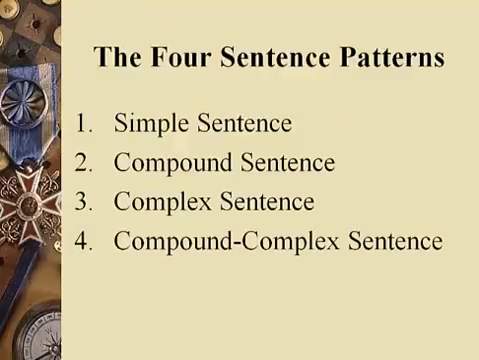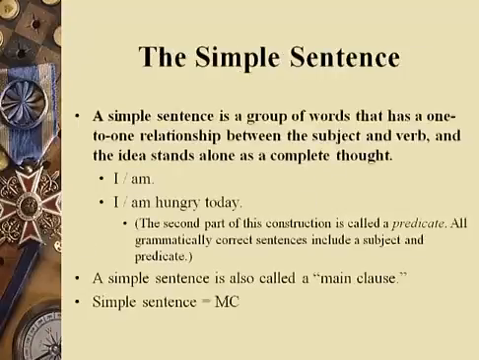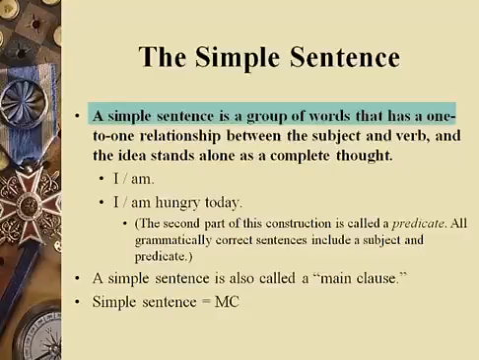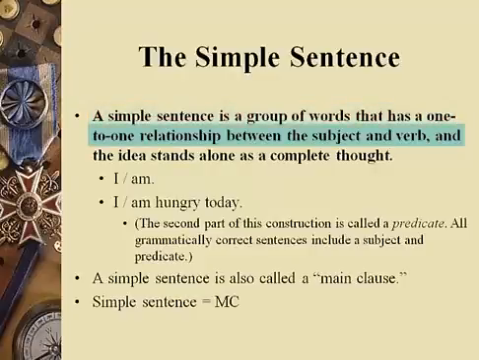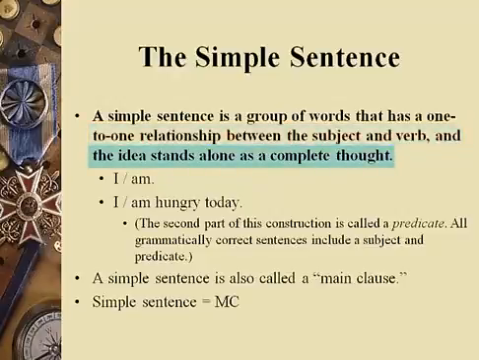Now we're ready to talk a little bit about the four sentence patterns, the most basic of which is the simple sentence. So let's go there. A simple sentence is just a group of words with a one-to-one relationship between the subject and verb. That means there's one subject and there's one verb in a simple sentence. That's all. And the idea stands alone as a complete thought, which is important, as we're going to find out when we get to the complex sentence.